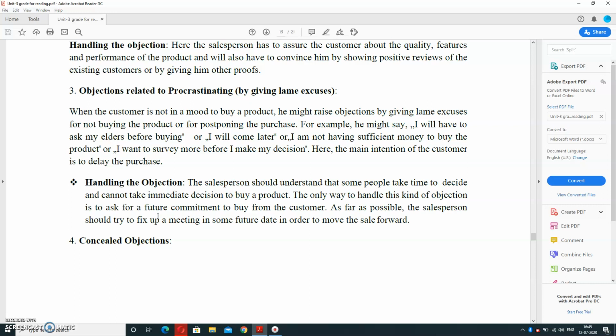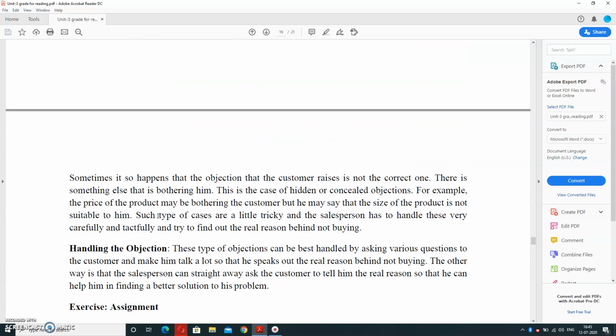Next is concealed objections. Concealed objections mean the customer is hiding something. Sometimes it happens that the objection the customer raises is not the correct one. There is something else that is bothering him, and this is the case of a hidden or concealed objection. For example, the price of the product may be bothering the customer, but he may say that the size of the product is not suitable for him.